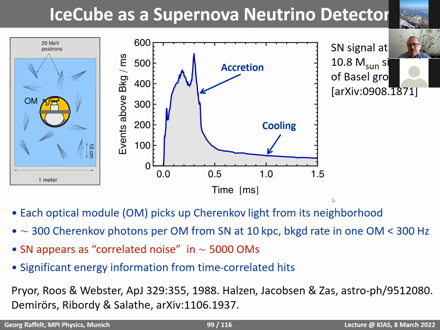And from this correlated noise in 5,000 optical modules, one could get a very significant neutrino signal with a very good neutrino light curve from IceCube at the South Pole. Moreover, this is a detector which has almost, I think, a 99% uptime, so it's very unlikely to miss a supernova if it happens anytime soon.